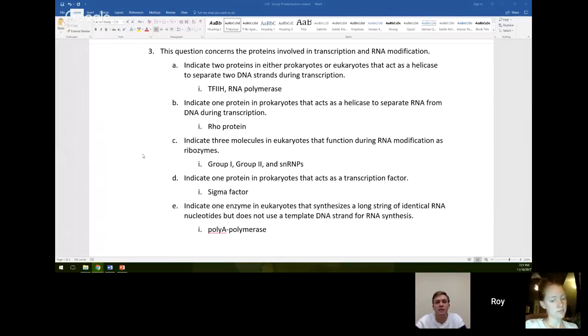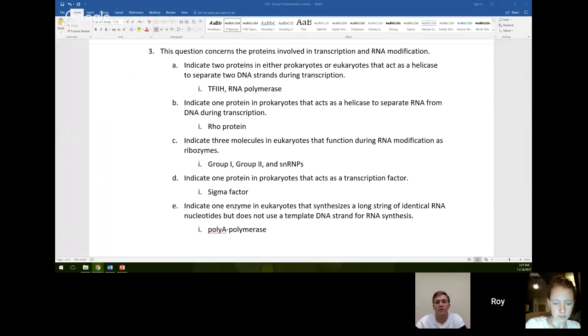And then C asks for 3 molecules in eukaryotes that function as ribozymes during RNA modification. And it's group 1 introns, group 2 introns, and snRNPs that act as ribozymes. Then indicate one protein in prokaryotes that acts as a transcription factor. Prokaryotes have the sigma factor.